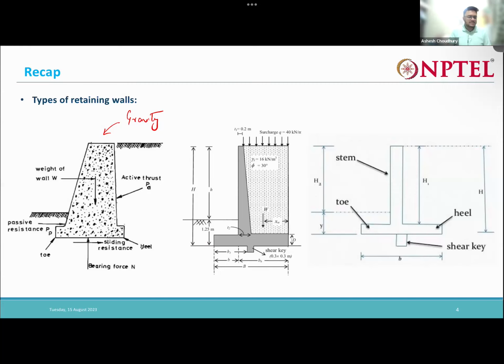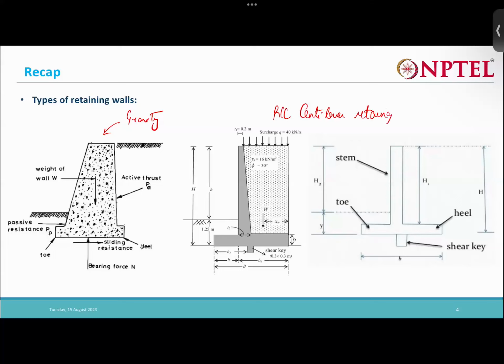And then what is the second retaining wall? Which one is that? Say, second and third both. What are these? It is an RCC retaining wall. Yeah, RCC, that is a cantilever retaining wall, right? RCC cantilever retaining wall.